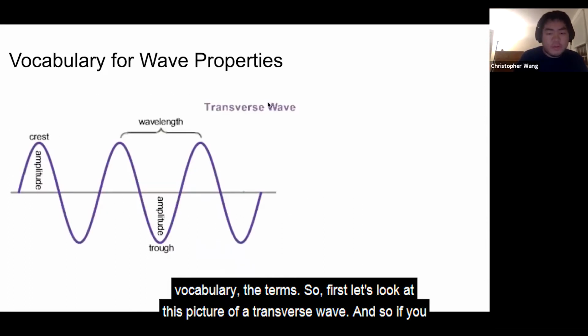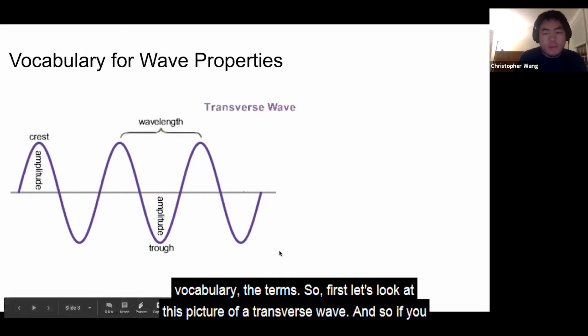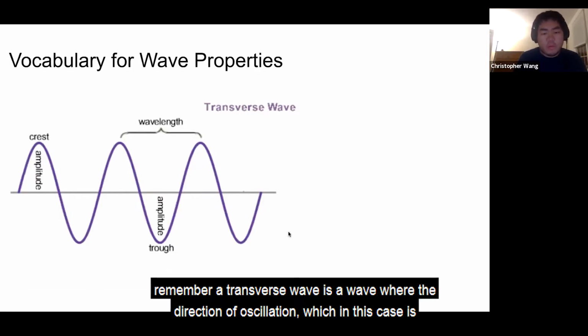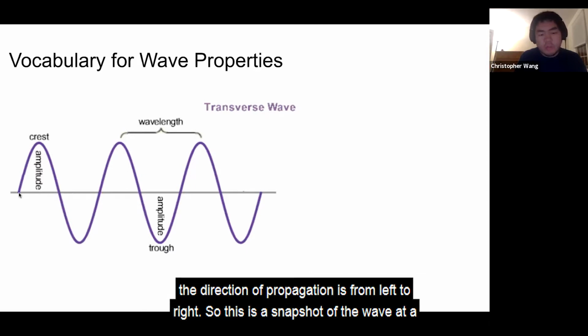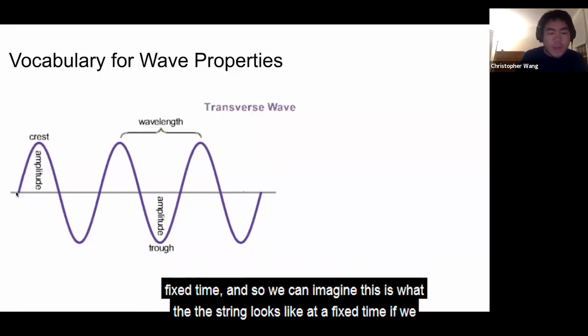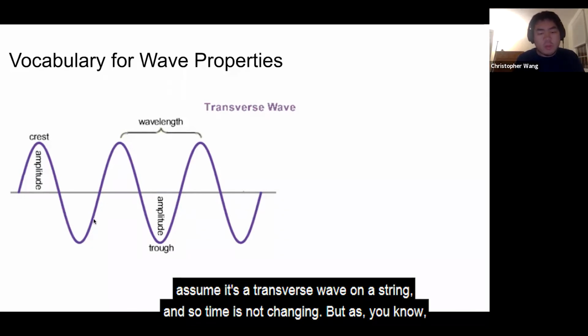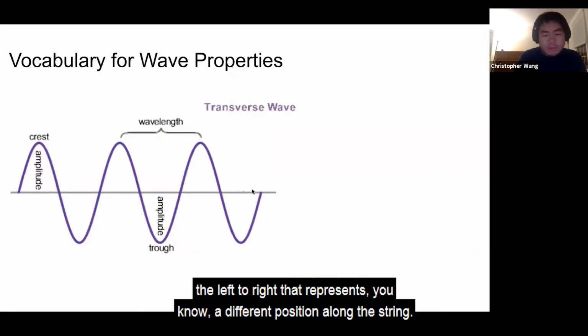So first, let's look at this picture of a transverse wave. If you remember, a transverse wave is a wave where the direction of oscillation, which in this case is up and down, is perpendicular to the direction of propagation. In this case, we can assume that the direction of propagation is from left to right. This is a snapshot of the wave at a fixed time, so we can imagine this is what the string looks like at a fixed time if we assume it's a transverse wave on a string. Time is not changing, but the left to right represents different positions along the string.